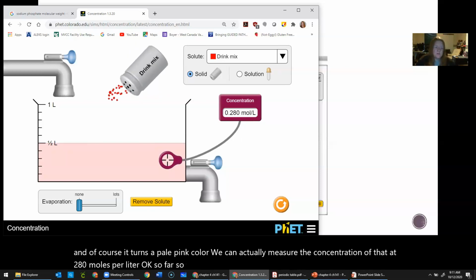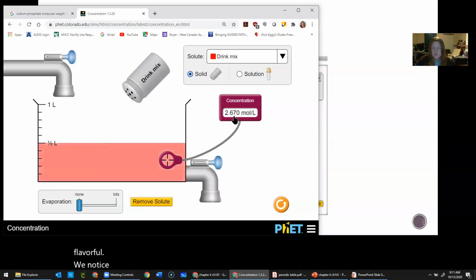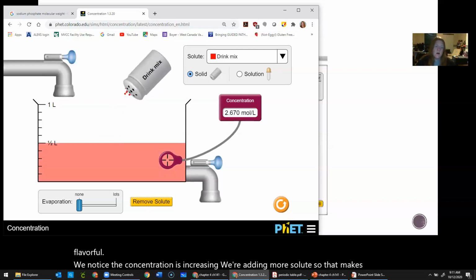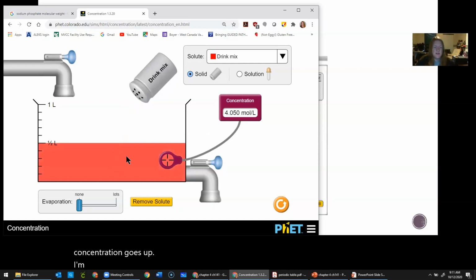So just in the example of Kool-Aid, we have a half a liter and we sprinkle some in, and of course it turns a pale pink color. We can actually measure the concentration of that at 0.280 moles per liter. So far so good. If I add more drink mix in, because I like it more flavorful, we notice the concentration is increasing. We're adding more solute, so that makes sense. The concentration goes up. Say I like it nice and red, 4.05 molar solution.